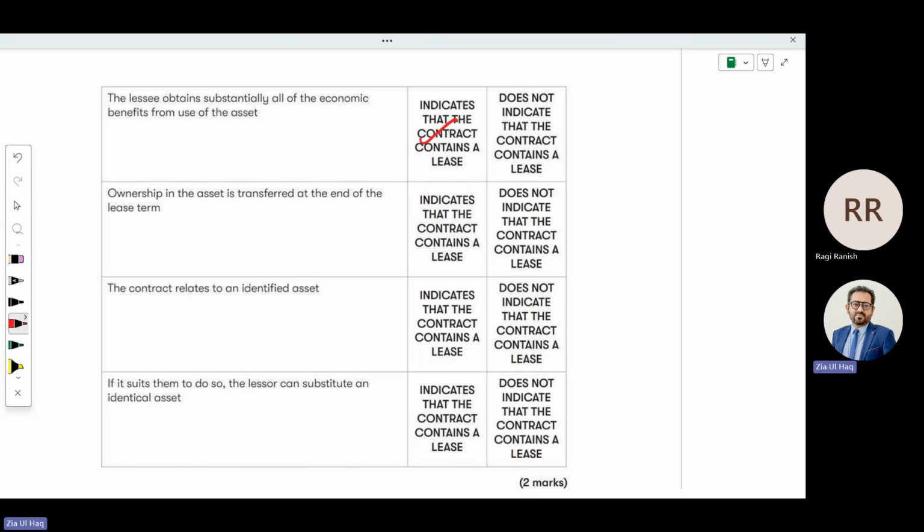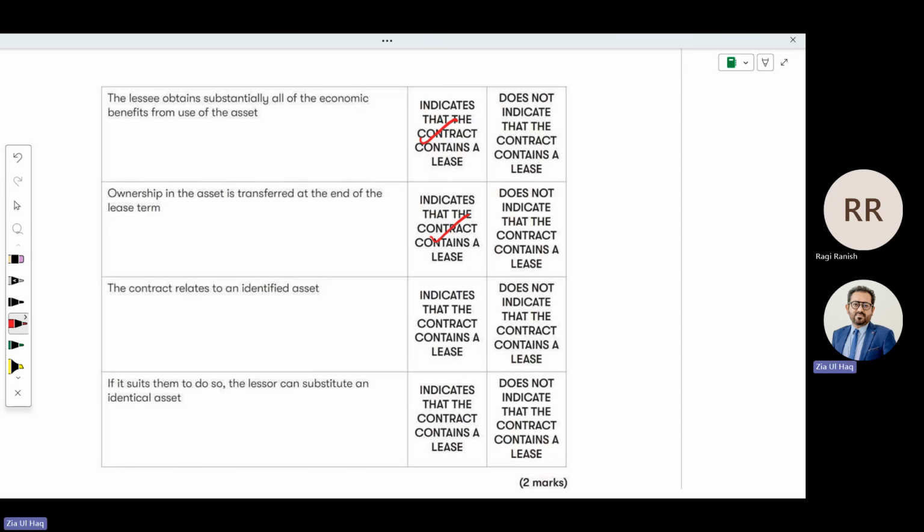Without a lease, there is no lessor, there is no lessee. Ownership in the asset is transferred at the end of lease term. Yes, there are chances; even without transfer of ownership, it is also a lease. So this is an indication of lease. You cannot say it's not a lease. Even sale and leaseback is a lease if it is meeting the revenue criteria.